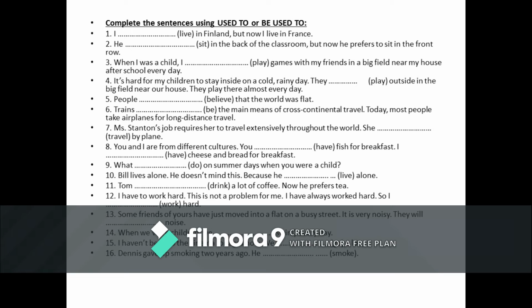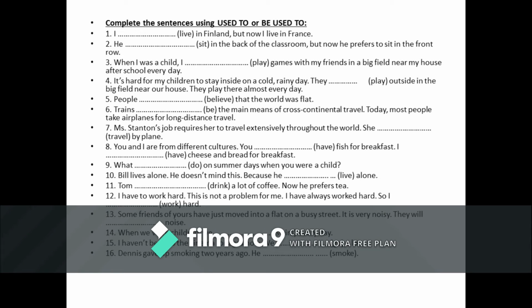Question number 6. Trains dots be between brackets the main means of cross-continental travel. Today, most people take airplanes for long distance travel. That means that before people traveled by trains, but now they use the airplanes. So the answer will be used to be.